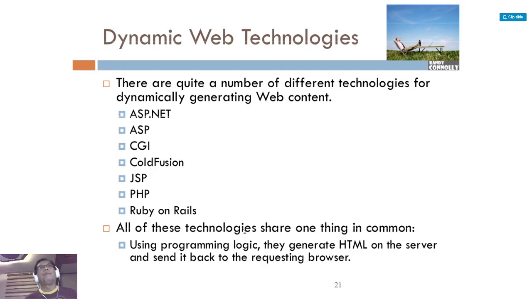There are quite a number of different technologies for dynamically generating web content: ASP.NET, ASP, CGI, ColdFusion, JSP, PHP, Ruby on Rails. I think in our university, we might be using PHP or maybe even Python. All of these technologies share one thing in common: they use programming logic and generate HTML on the server and send it back to the requesting browser.